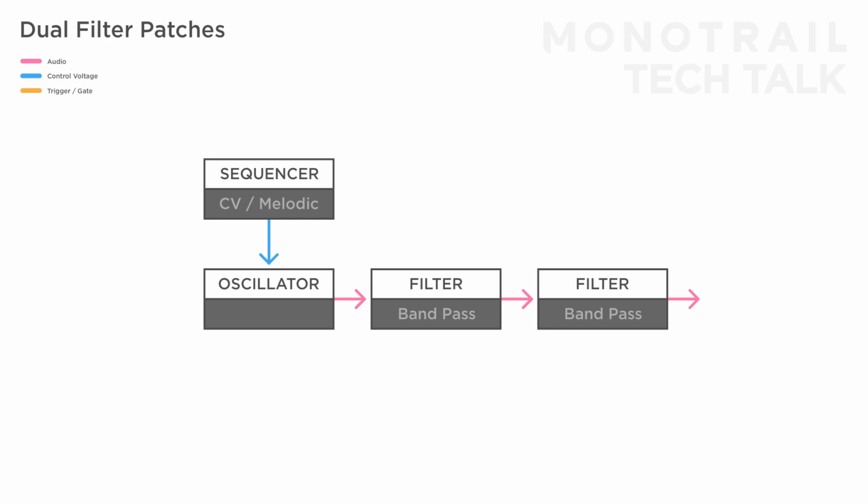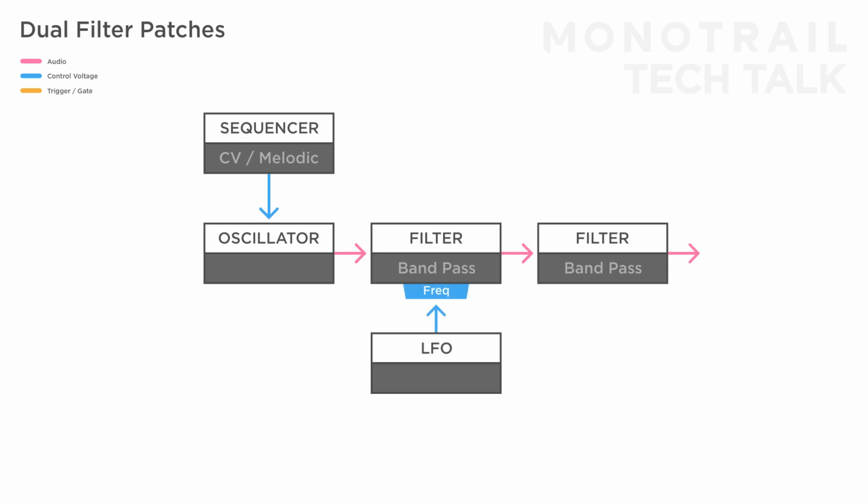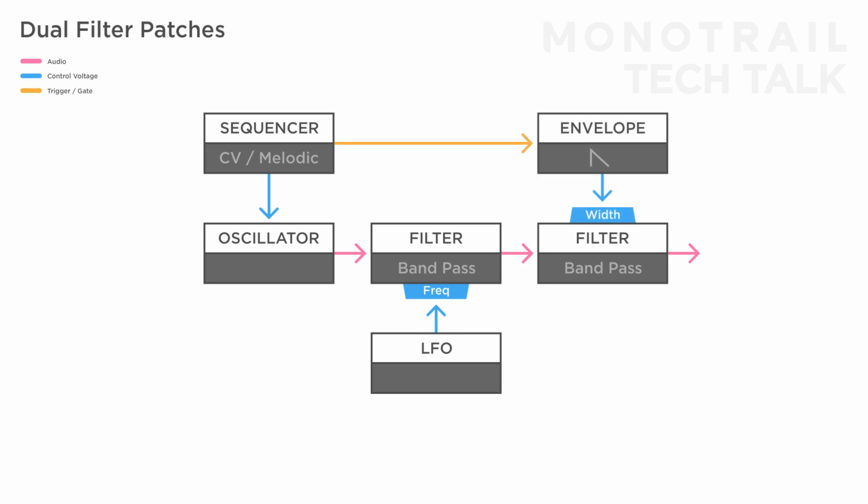You can create different textures in the same setup by changing how the filters are used. For example, you can use the first filter as a narrow bandpass with a lot of feedback, and have a slow LFO sweep that filter up and down. Then use a triggered envelope to open the width of the second filter, used more as a low pass.